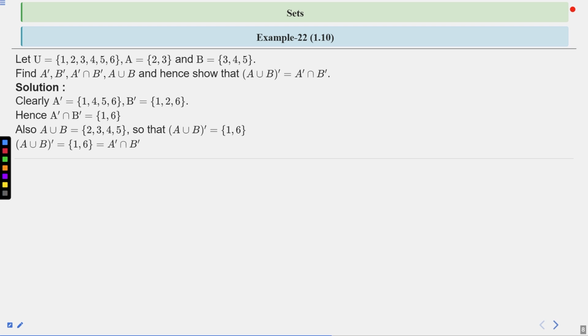As we have concluded, A complement intersection B complement is the set with two elements 1, 6, and we have also seen that A union B whole complement is the set with two elements 1, 6, and both sets are equal. So A union B whole complement is the same as A complement intersection B complement. Simple. Clear?